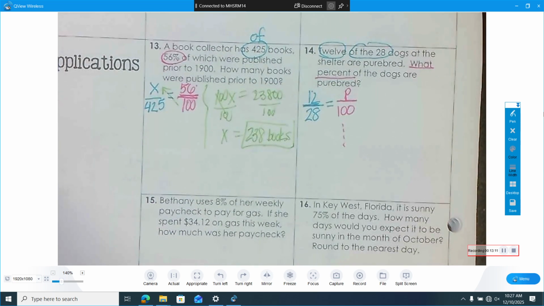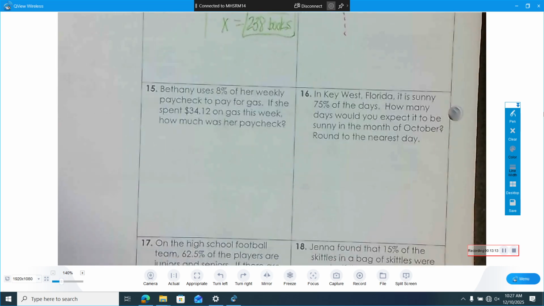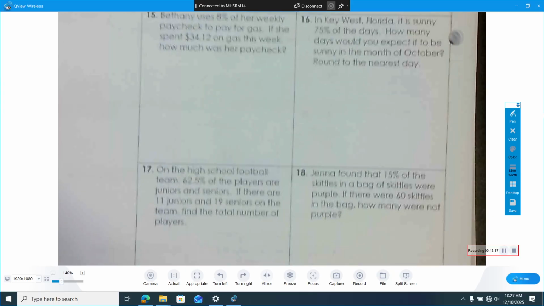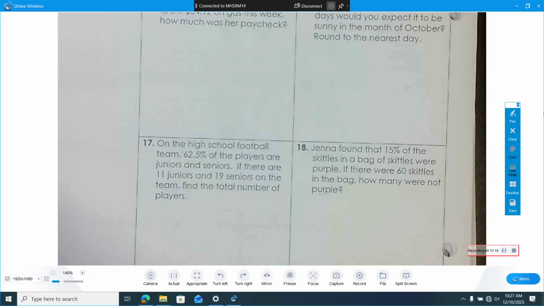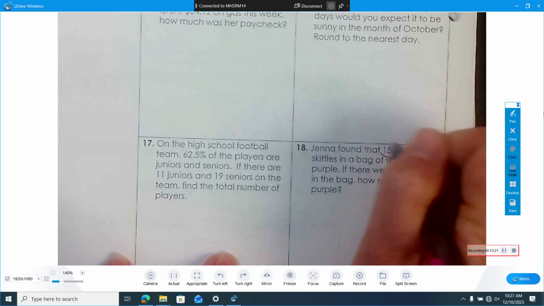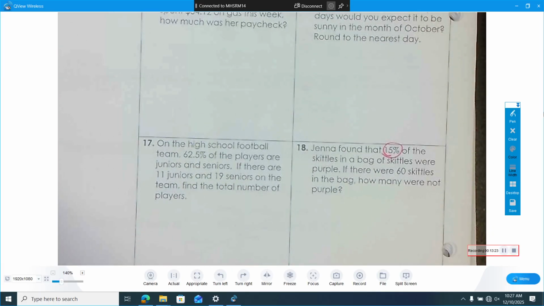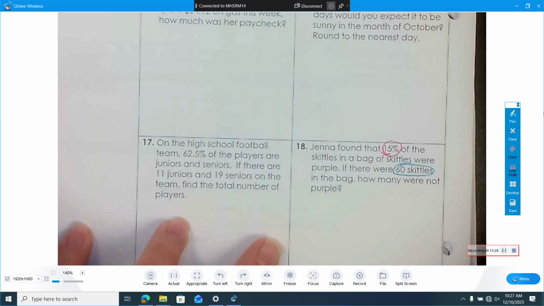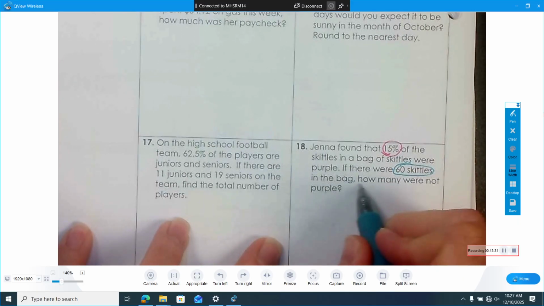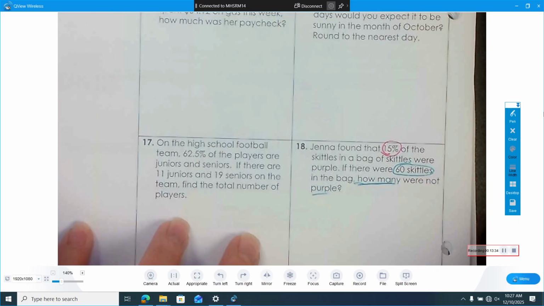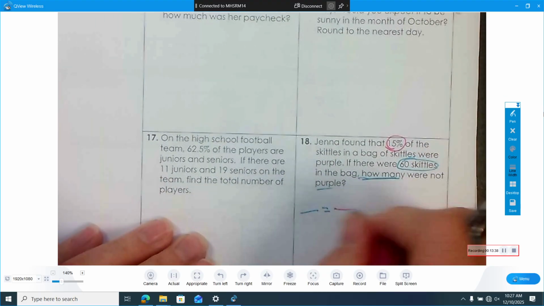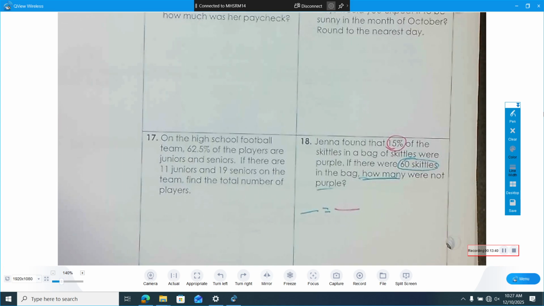Let's look at number 18. Jenna found that 15% of the Skittles in a bag were purple. If there were 60 Skittles in the bag, how many were purple? All right, we've got a left side and a right side. What can we fill in our proportion?